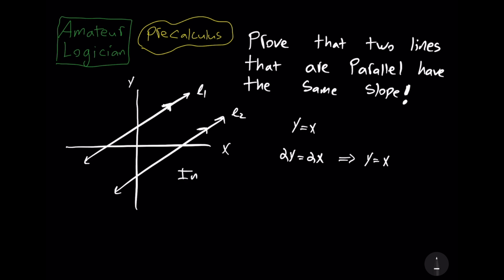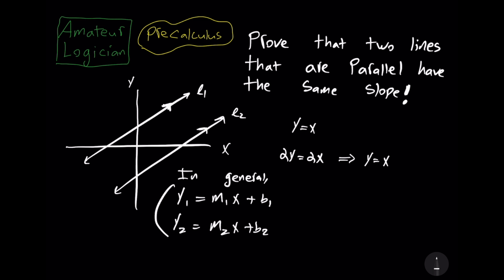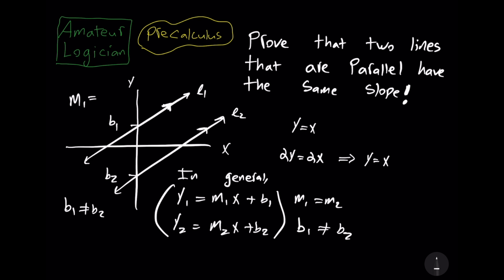So in general, if we have y sub 1 equals m sub 1 times x plus b sub 1, and y sub 2 equals m sub 2 x plus b sub 2, those two equations produce linear lines. They're parallel if m sub 1 equals m sub 2, but b sub 1 does not equal b sub 2. Or in other words, they have different y-intercepts. So here with line 1, we have b sub 1. Here we have b sub 2. b sub 1 does not equal b sub 2. They have different y-intercepts, but their slope is the same. So m sub 1 equals m sub 2.